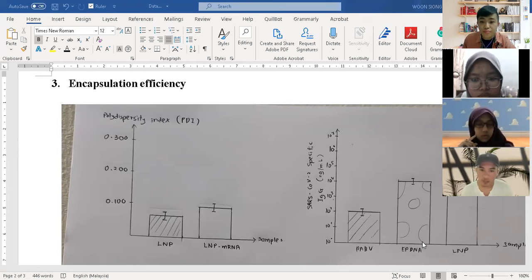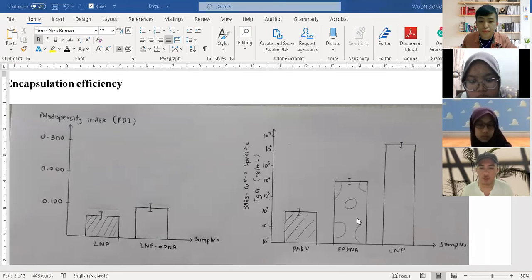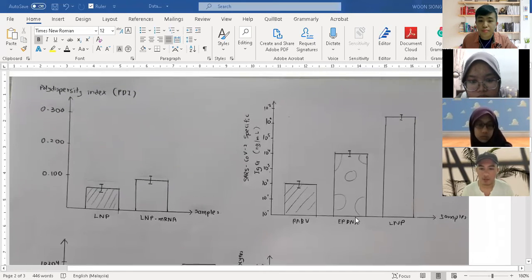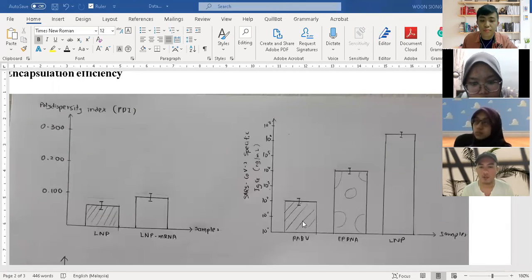The next one is the graph of the production of antibody IgG and also the samples, which are LNP, electrophoretic DNA, and rabies virus. From this graph, we can say that with higher encapsulation efficiency of LNP, it will trigger higher production of IgG compared to the electrophoretic DNA and rabies virus. Yes. Okay, moving on to you.